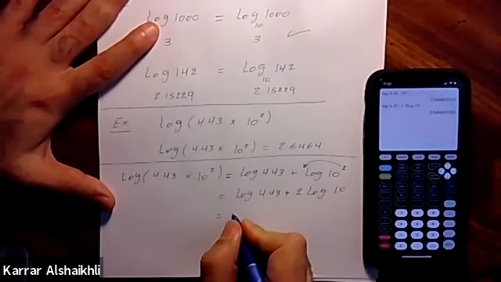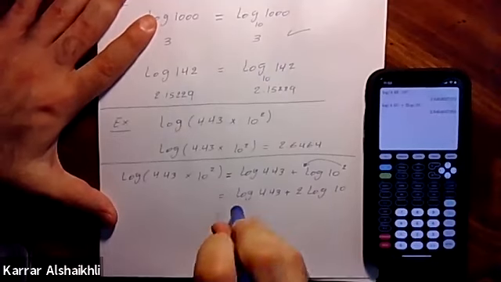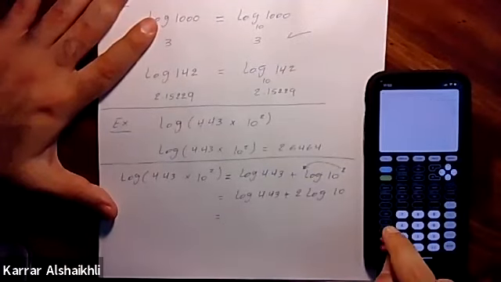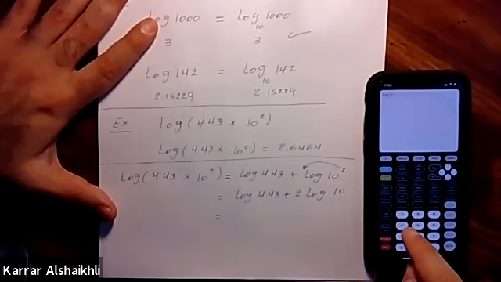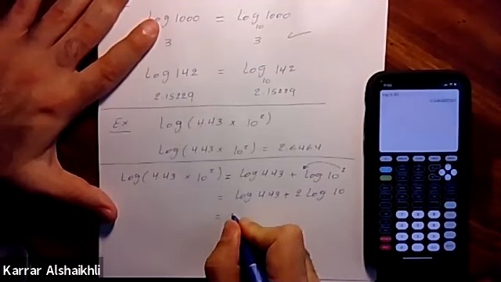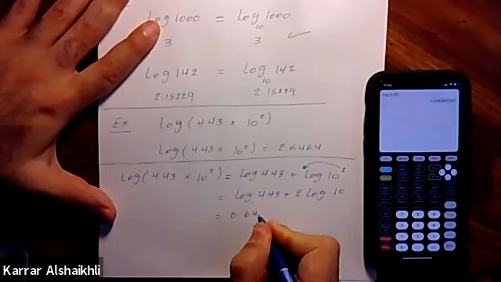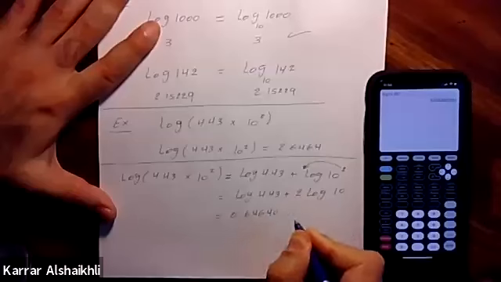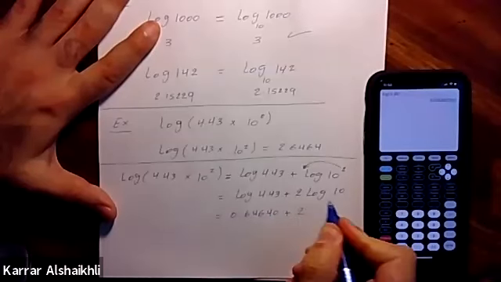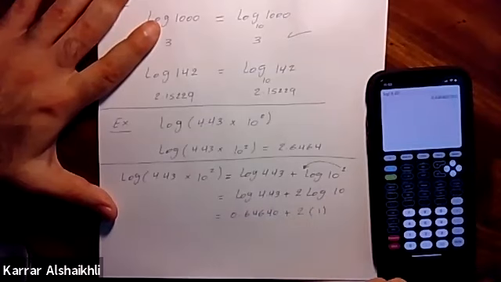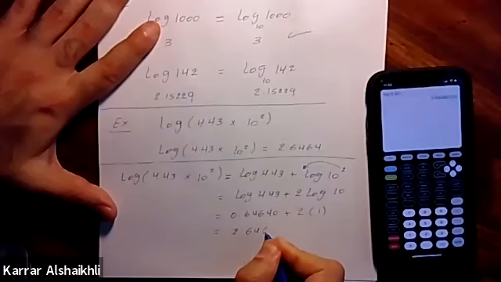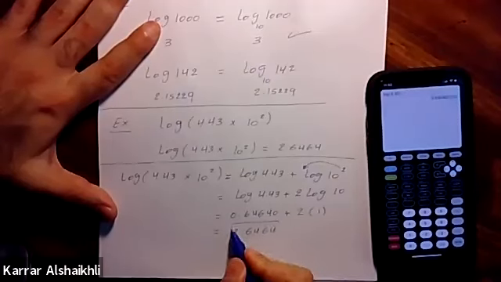Let's find how much it is for this one. For the first one, log of 4.43 is going to be 0.6464, plus 2 log 10, which is going to be 1. Add these two numbers and it's going to be 2.6464. So exactly the same result.